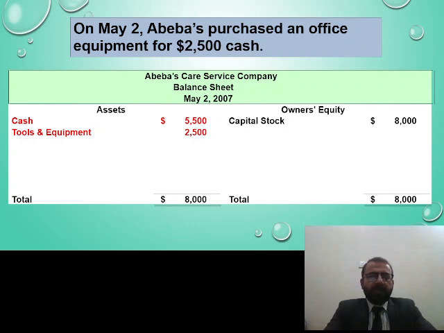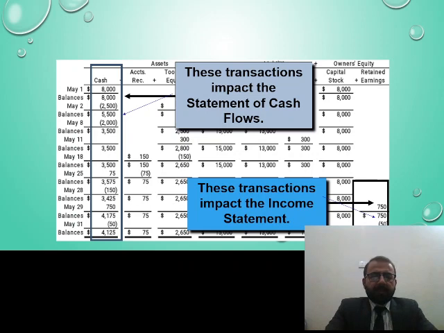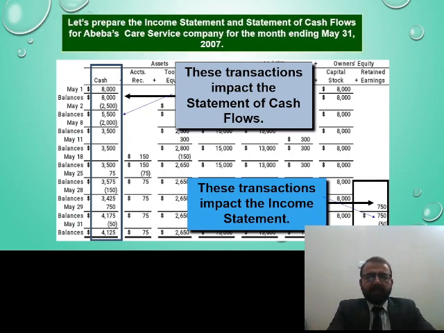On May 2, Abiba purchased office equipment for $2,500 cash. To explain how the statement of financial position, often referred to as the balance sheet, is an expansion of the basic accounting equation: on the cash side of assets, these transactions impact the statement of cash flows. On the other side of the accounting equation, owner's equity, the retained earnings balance transactions impact the income statement.